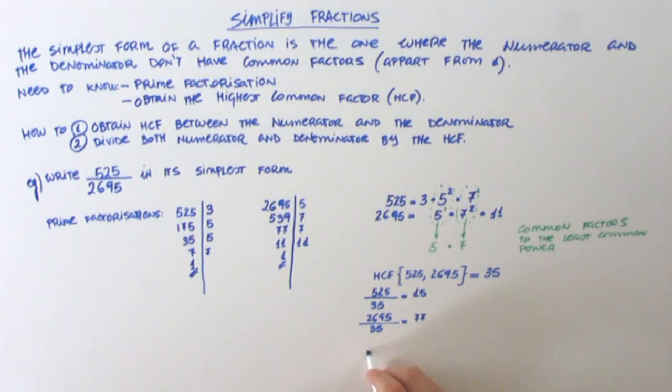So let's give a tidy answer at the end. 525 over 2695 equals, in the simplest form, 15 over 77. I always make the answer easy to find by boxing it or highlighting, and once that's done, we are done.